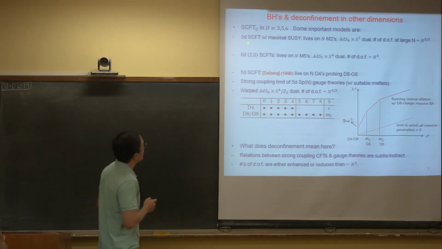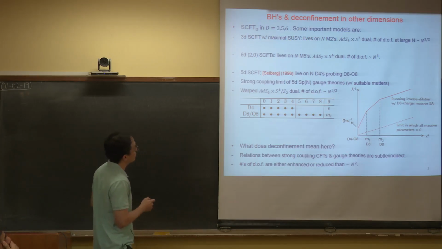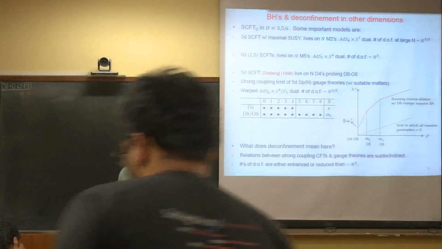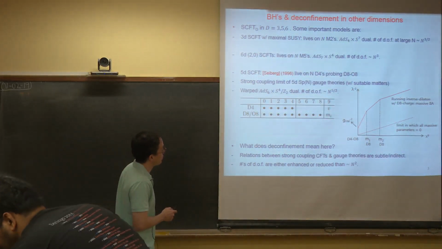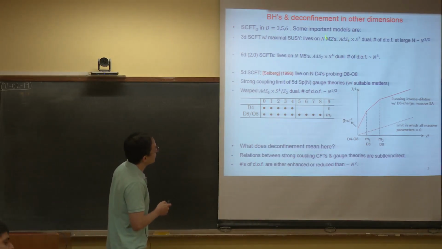In 3 dimensions, probably the simplest kind of superconformal field theory for string theorists is the one living on the worldvolume of multiple M2 branes. They enjoy maximal superconformal symmetry in 3 dimensions, and they're supposed to have a gravity dual on AdS4 times S7. Okay?